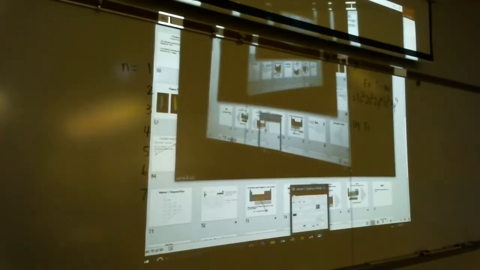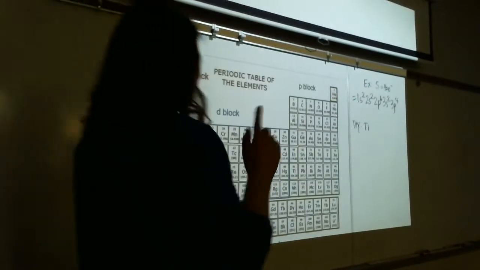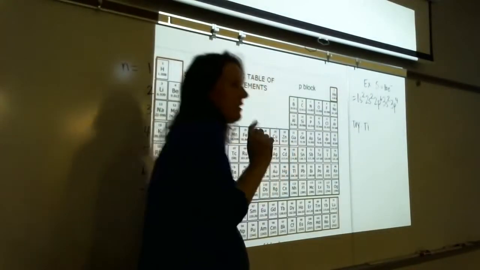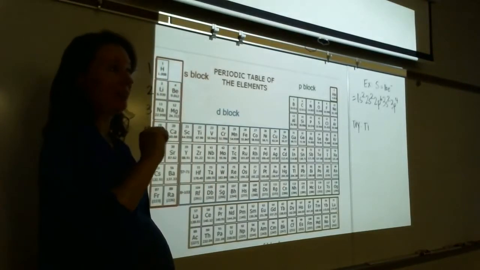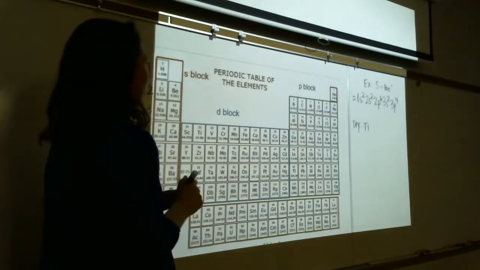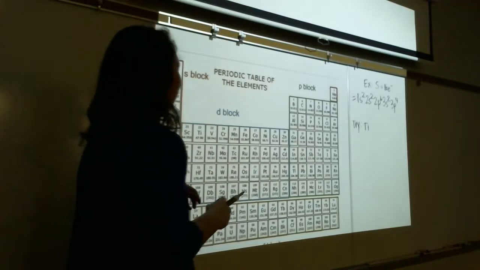All right, let's see what we got. So we're doing titanium. Now there is one little glitch in this system that I didn't tell you about yet, and I intentionally didn't tell you about it because I want to see if anyone caught it. So let's see if you caught it. Maybe you did, maybe you didn't. It depends on how well you memorized the diagonal rule.